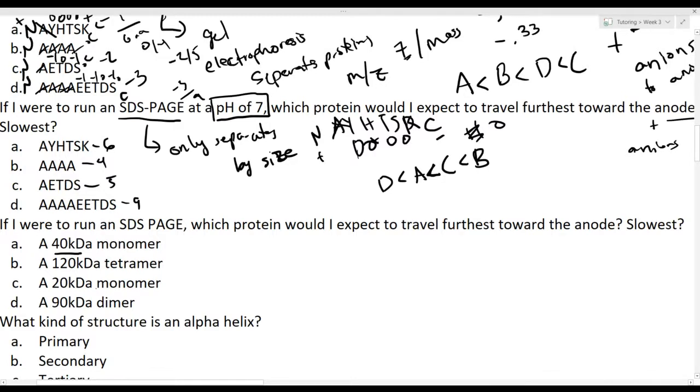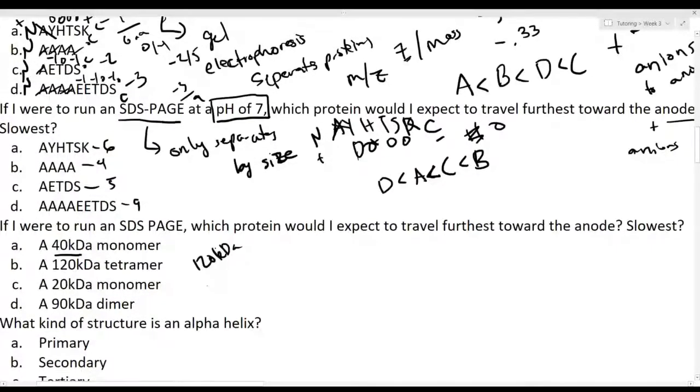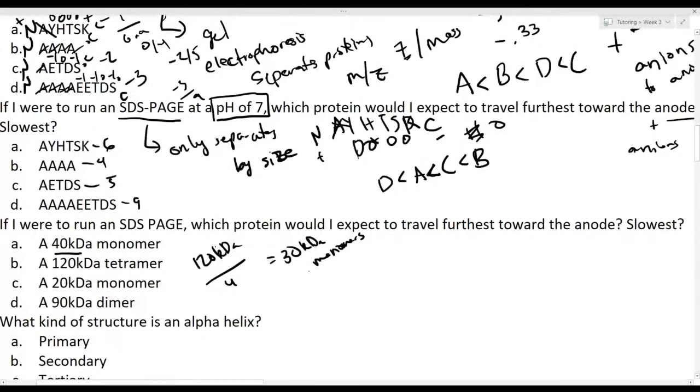If I look at the 120 kilodalton tetramer, it's going to be broken into monomers. A tetramer has 4 parts, tetra meaning 4. So instead of 120 kilodaltons, we're going to assume that the 4 parts are all equal, and we're going to say each monomer is going to be 30 kilodalton monomers, okay?